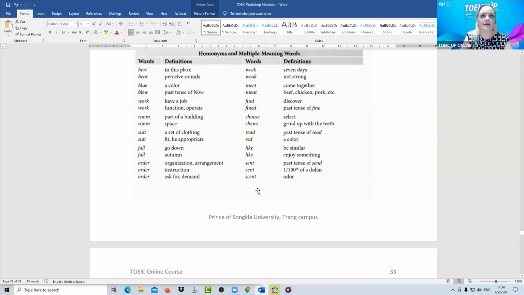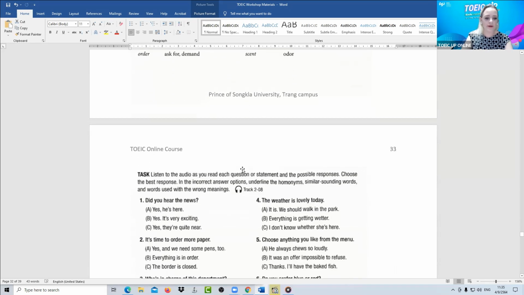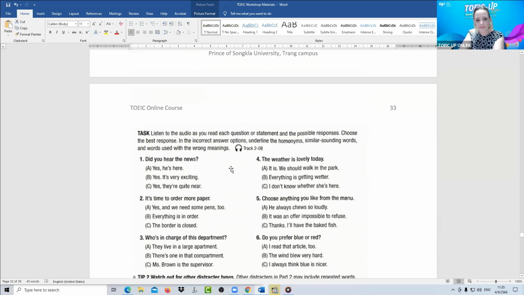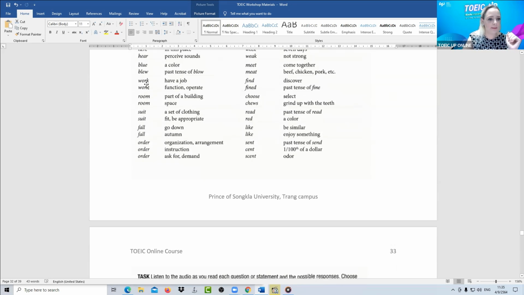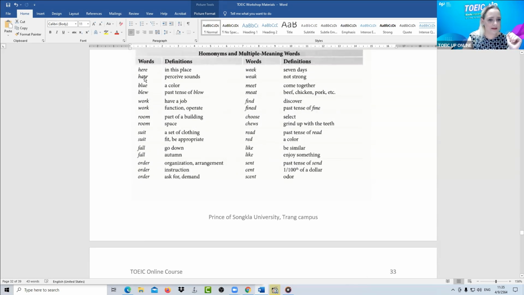The way you can tell them apart is where it is in the sentence. Is it the subject, the verb, the object, the noun? That can help you figure out which scent they are talking about. Okay, so let's listen to the audio. Choose the best response. And then while you are listening, underline the homonyms, the words that sound the same, similar sounding words. So remember, homonyms are true 100%, sound exactly the same. Blue, blew. That is a true homonym.